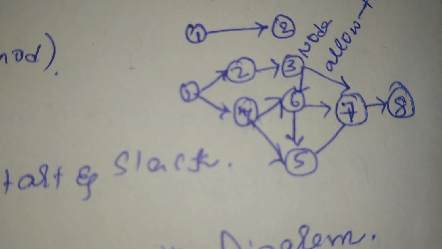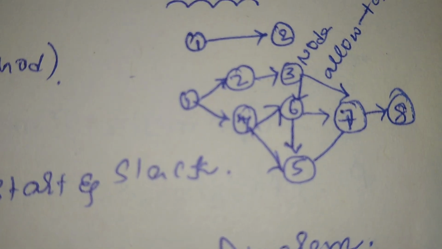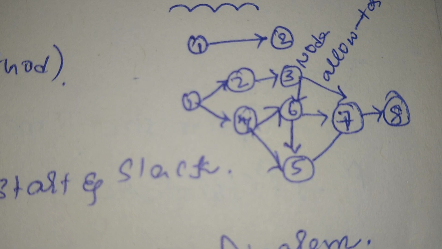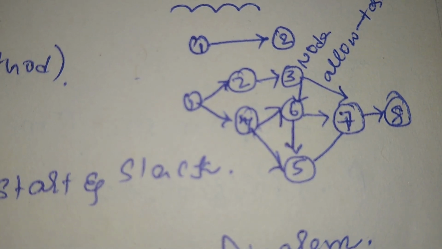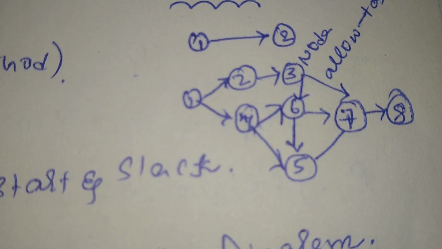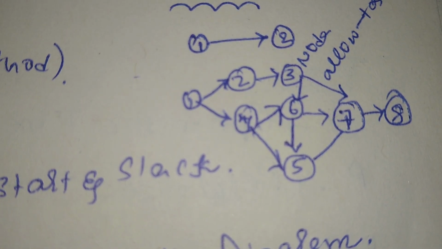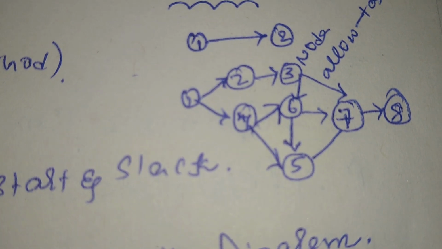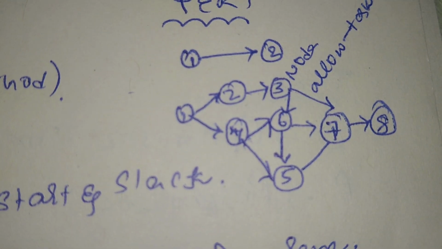This PERT is usually represented by the arrows and the nodes, and this is how it shows. Whenever a task is finished, it is to be followed by some other task or preceded by some other task. So the previous task is called a predecessor and the following task is called a successor.